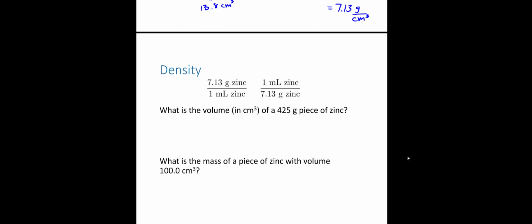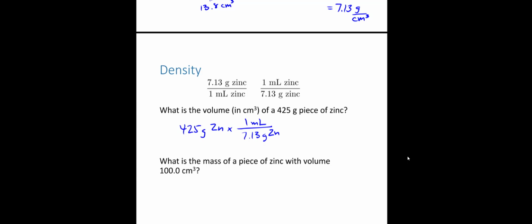Well, it doesn't matter how much we have, this ratio still holds. So how do I want to use this? Do I want the conversion on the left or the conversion on the right? I'm going to want the conversion on the right because that will cancel out the grams. So the volume here would be, well, we start off with 425 grams of zinc. That's the symbol for zinc, by the way. And there are 7.13 grams of zinc for every 1 milliliter.